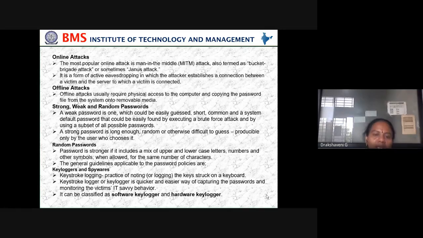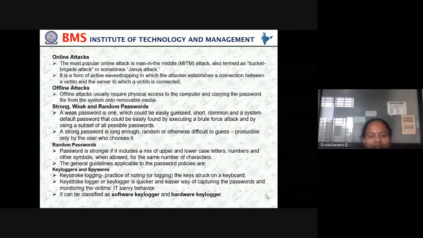General guidelines applicable to the password policies are: first one, keylogger and spyware. Generally, what we do for the password policies is keystroke logging, the practice of noting or logging the keys struck on the keyboard. So now we have so many keys on the keyboard, and we try to keep that as a log. A keystroke logger or keylogger is a quicker and easier way of capturing the password and monitoring the victim's IT behavior.